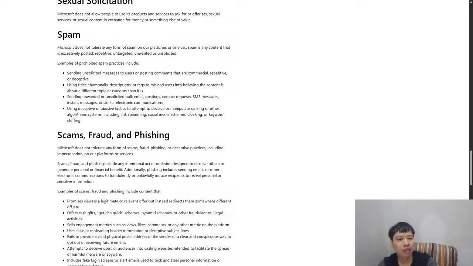And then using titles, thumbnails, description, or text to mislead others into believing the content is about a different topic or category than it is. Sending unwanted or unsolicited bulk email postings, contact requests, SMS messages, instant messages, or similar electronic communications. Using deceptive or abusive tactics to attempt to deceive or manipulate ranking or other algorithmic systems, including link spamming, social media schemes, cloaking, or keyword stuffing.